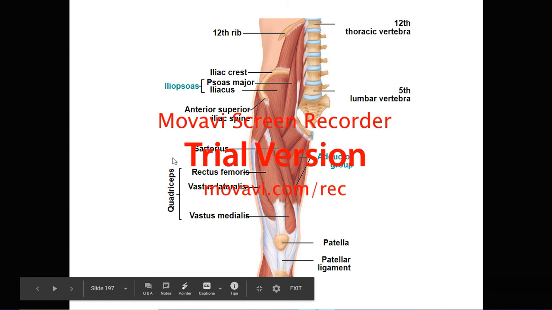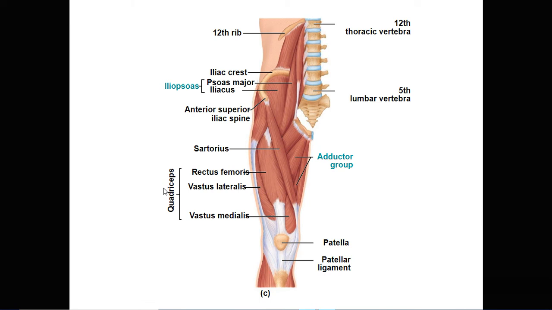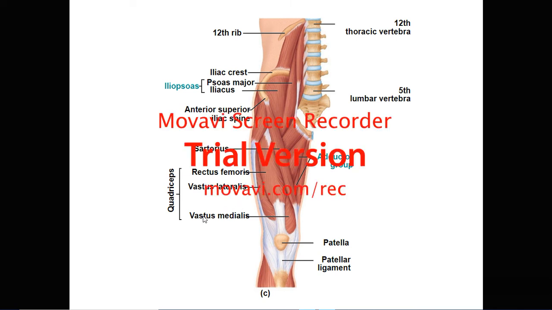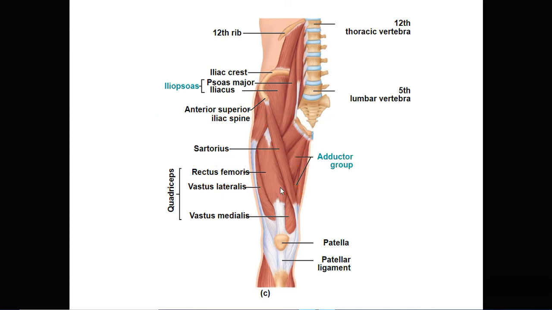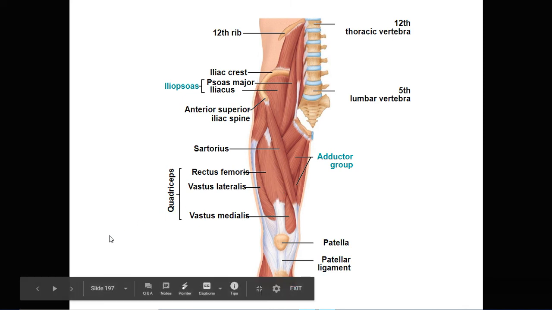And this also shows you the quadricep muscles. So the quadriceps is a group of four muscles in the front thigh. All right, you have the rectus femoris right here, vastus lateralis right here, vastus medius right here, and there's also a vastus intermedius that you can't see, which is going to be underneath the rectus femoris. But that makes up your quadriceps.